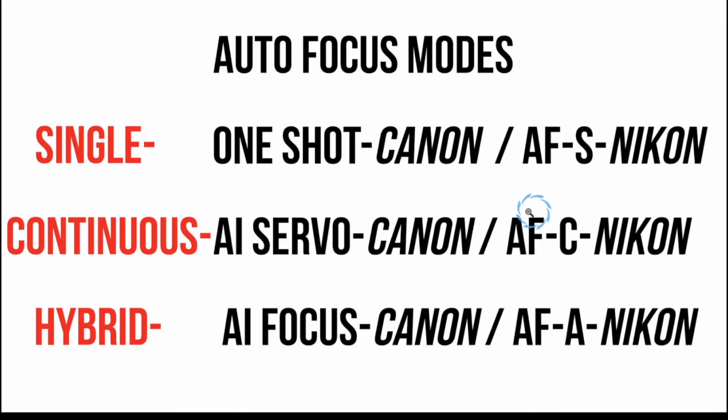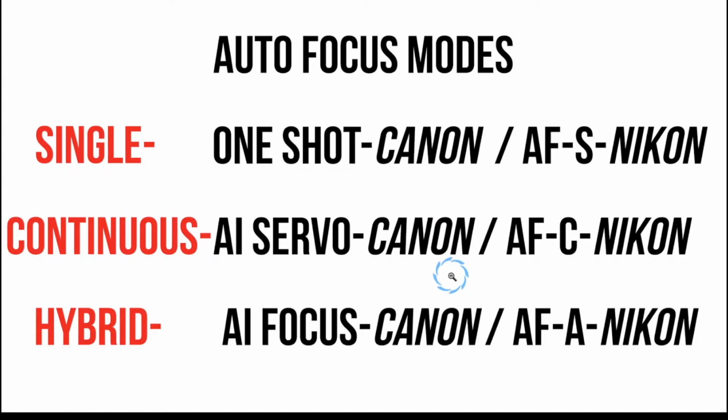This is my suggested setting, and I'll come back here and tell you why. Hybrid, what it does is it uses artificial intelligence to kind of decide whether it should use single or continuous. So if it thinks the subject isn't moving, it's going to use single. If it thinks the object is moving, it's going to use servo. So you're letting the camera make the decision. I think every time you let the camera make a decision, you set yourself in a situation where you're going to have some issues or it's not going to make the right decision. My suggestion is to use AI servo.